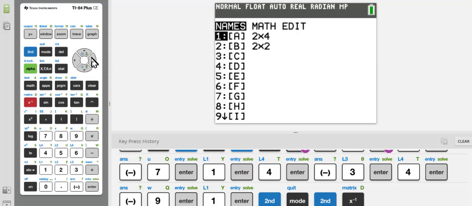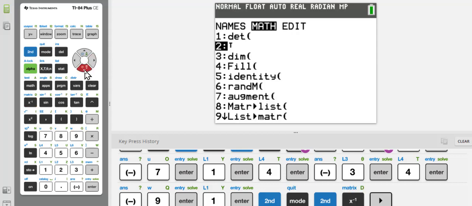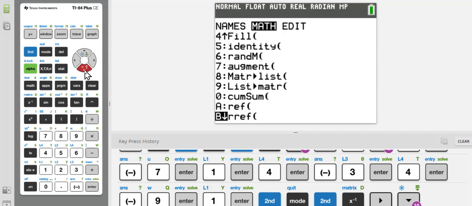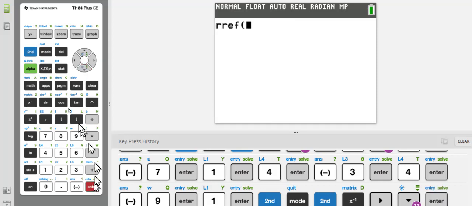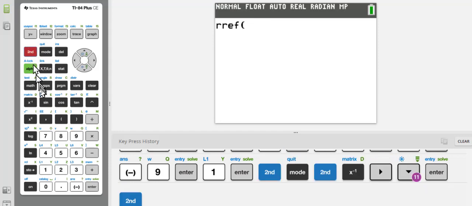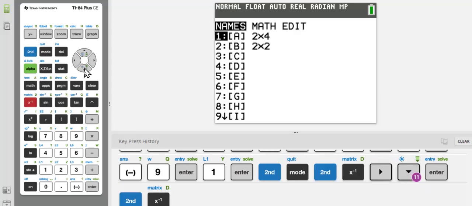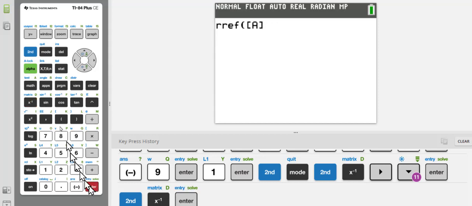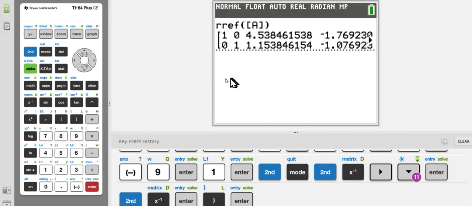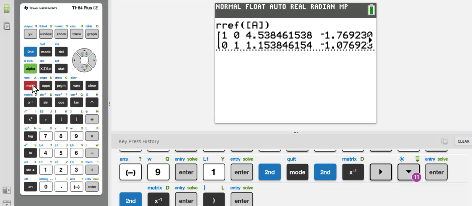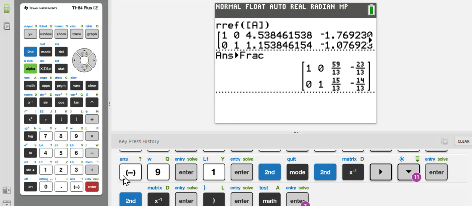Back into the matrix menu, over to math, down to RREF, reduced row echelon form. Back into the matrix menu to grab the matrix that you want. In this case, it's matrix A. And hit enter. Yeah, that's yucky, which is actually good because I'm pretty sure, we'll see. What I want to do is convert those to fractions. So go math and then fraction. See if it'll give me the fractions.